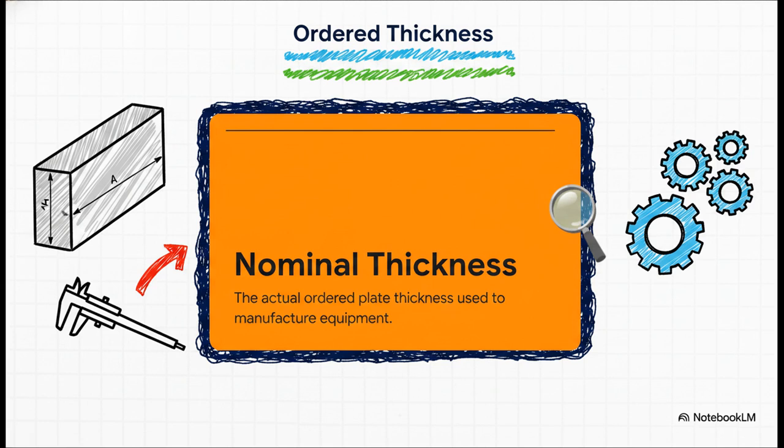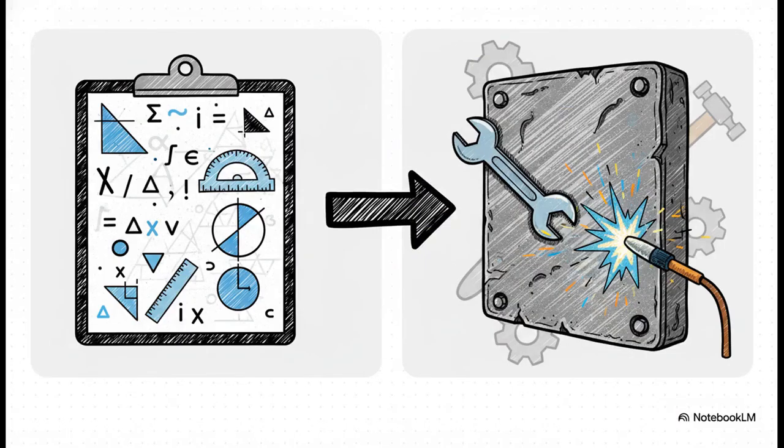Nominal thickness, which, by the way, is totally interchangeable with the term ordered thickness, is quite simply the real-world thickness of the plate that actually gets bought and used to build the equipment. Not the theory, the reality. To put it simply, calculated thickness is our theoretical target, the one born from our formulas. But nominal thickness, that's our practical, boots-on-the-ground application. It's what is actually being welded in the shop.